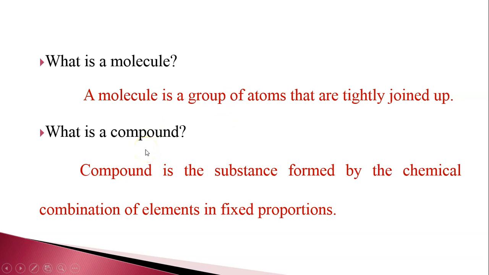A compound example is carbon dioxide. It has two elements in it, right? It has carbon as well as oxygen. So it is an example of a compound.